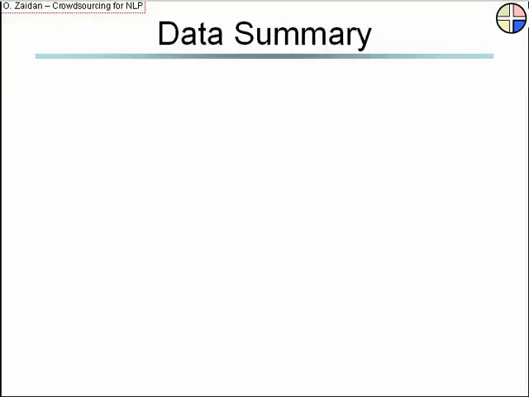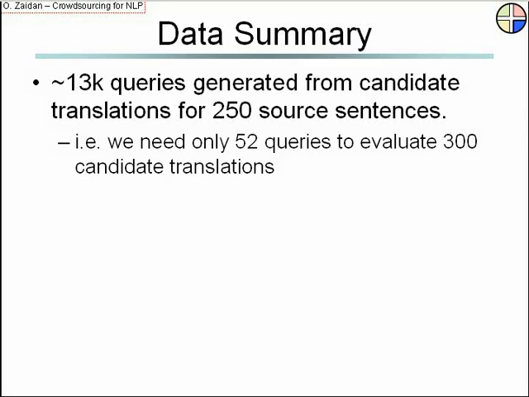So we did this, and just to summarize, this resulted in about 13,000 queries from the candidate translations taken from n-best lists for 250 source sentences. Now, I want you to think about this number a little bit, because it really means that we only need about 50 queries per source sentence. 50 queries, or 50 yes-no labels, basically, to be able to score all 300 candidates from that source sentence's n-best list.